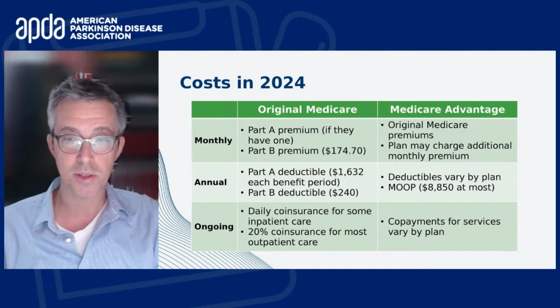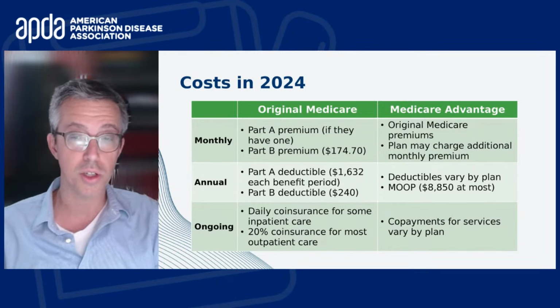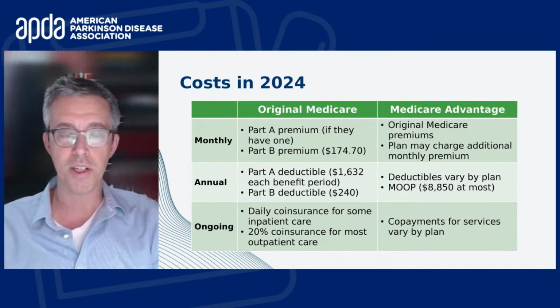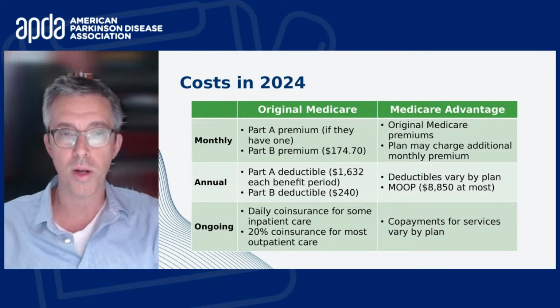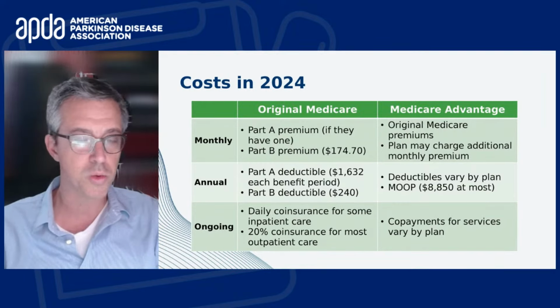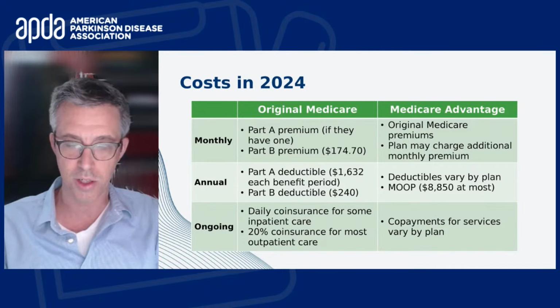And copayments are usually charged for services, and they vary by plan. So one Medicare Advantage might be $20 per office visit. One might be $30. One might be $50. One might say specialists are $40. One might say specialists are $75. It all just depends on the plan.